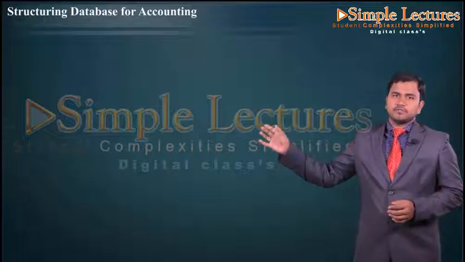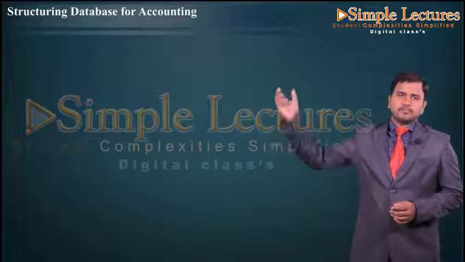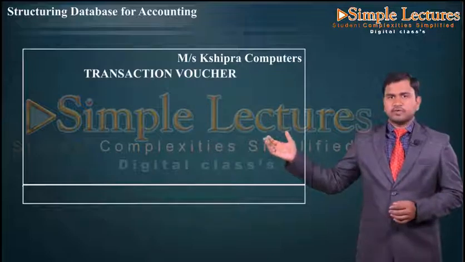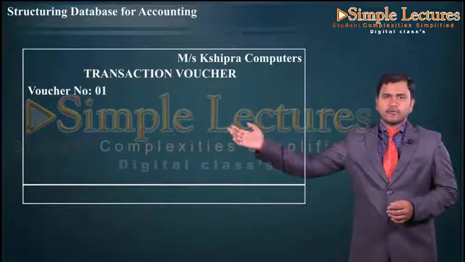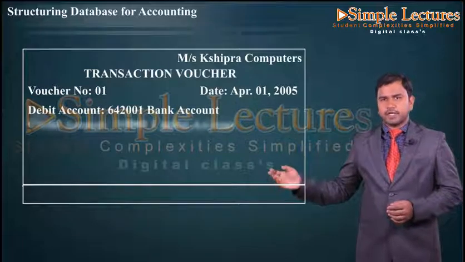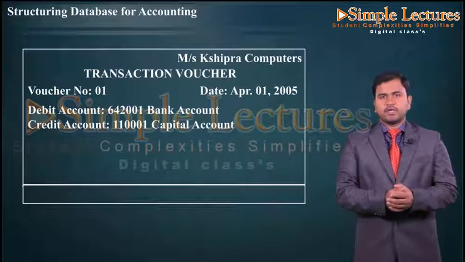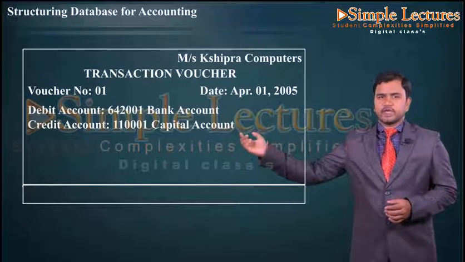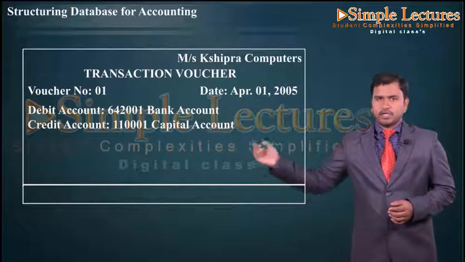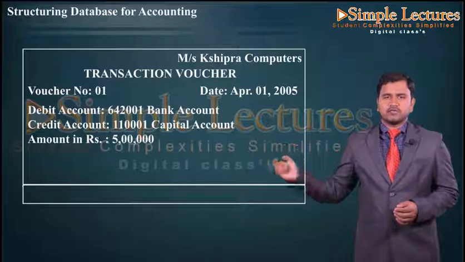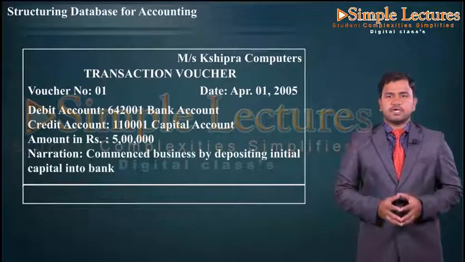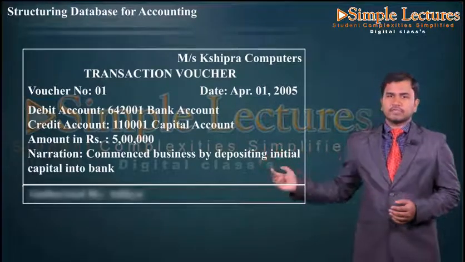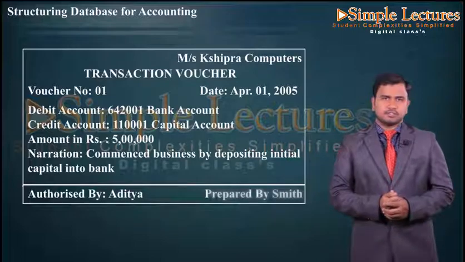The simple voucher will be in this form, where first we write Shripa Computers, then transaction voucher, then the voucher number, the date, and then the debit account and credit account. Bank was debited, and there is a code for the debit account and a code for the credit account. The debit account is the bank account, the credit account is the capital account, and the amount in rupees was 5 lakh. Then we write the narration: commenced business by depositing initial capital into bank. At the end we show authorized by Aditya and prepared by Smith.